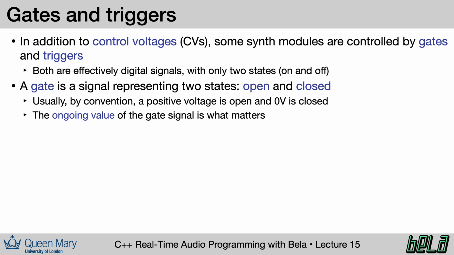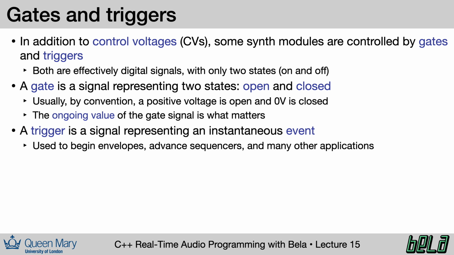A gate, in synthesizer terminology, is a signal that has two states, open or closed, on or off. And what we care about with the gate is its ongoing instantaneous value at any given time. The gate, for example, might tell us whether the oscillator is playing or not right now. By contrast, a trigger is also a discrete signal, but it represents an instantaneous event. We typically use triggers to begin envelopes, advance sequencers, and carry out other sorts of instantaneous tasks.